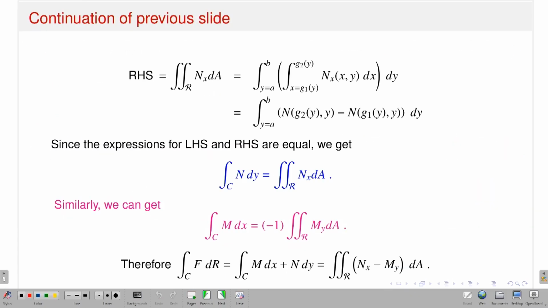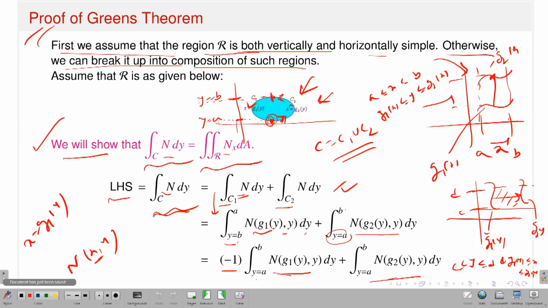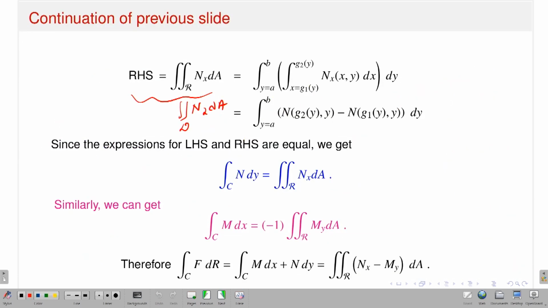So the right hand side, what is that? If I calculate the right hand side, it is nothing but the integral over R, or you can think about the integral over D, both are the same, of N_x dA. But what is the region? This is the region enclosed by the simple closed curve C. This is the region R. Of course, if I talk about R, it includes the boundary as well. But if I talk about D, it is the interior, the open bounded domain, right? So what is that integral?